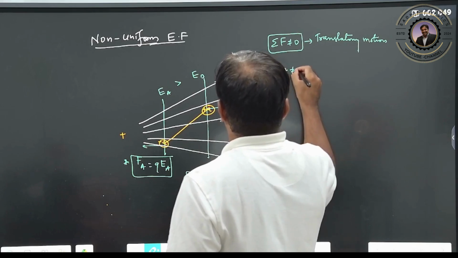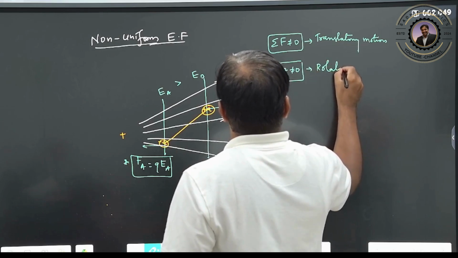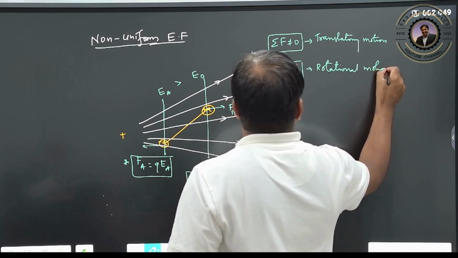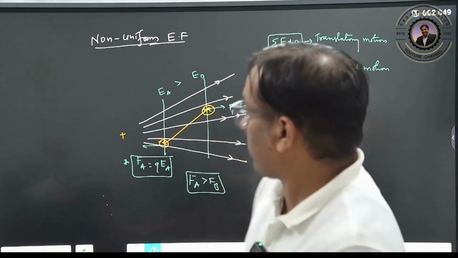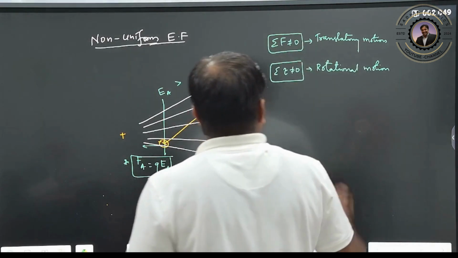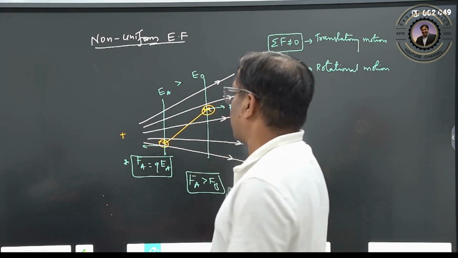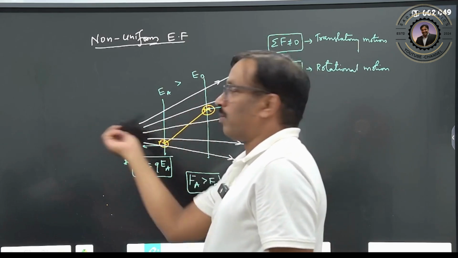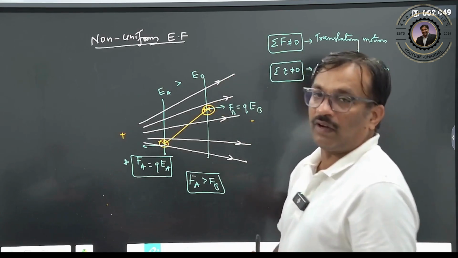And the net torque also will not be equal to 0. Therefore it will undergo rotational motion. So if a dipole is kept in a non-uniform electric field, there will be translatory motion and rotational motion. That means the dipole will rotate and move toward the stronger electric field region.